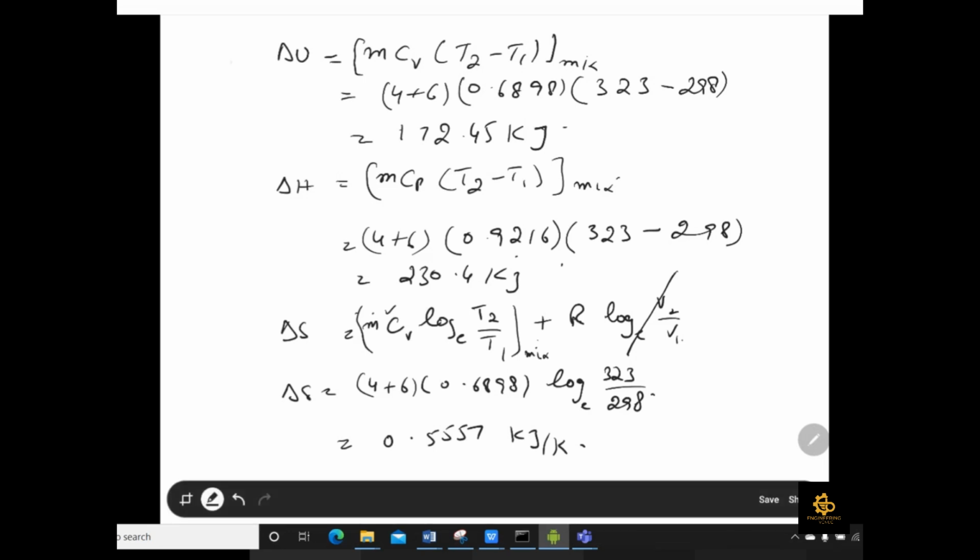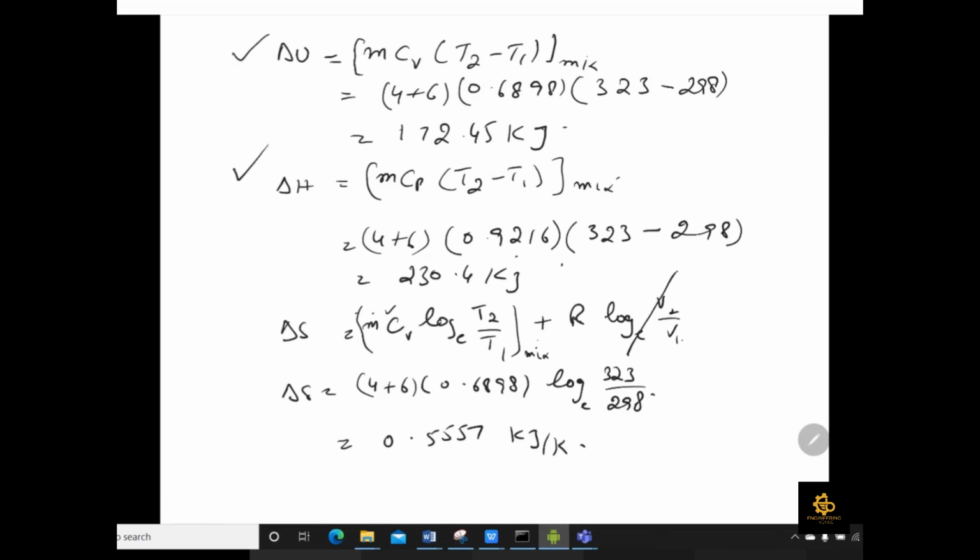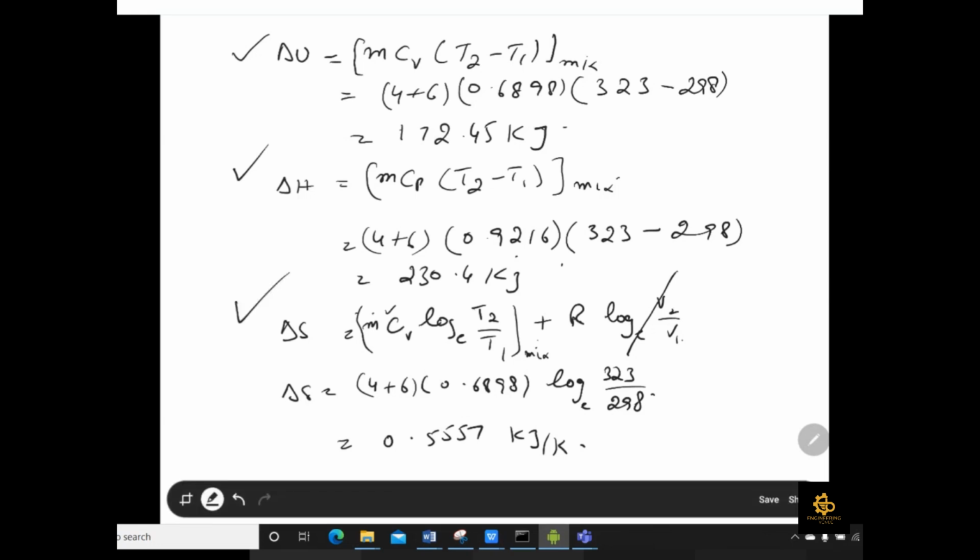So both of the things which are required, delta U and delta H, and now the third thing, delta S, are also known. So this is the solution for this type of question. If you have any question, you can also ask.